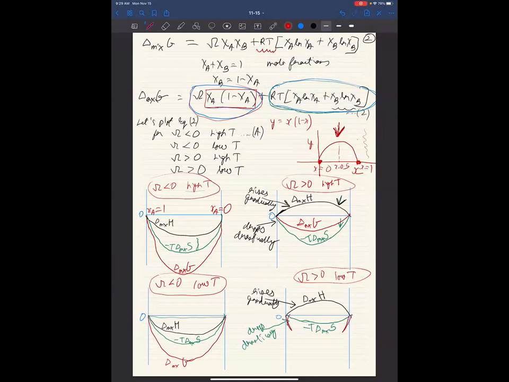But the question is, will it always be negative in this case? No, in the middle, something is happening, right? Delta H mixing is more positive. So it has to rise up, and you will get a complicated behavior here. It's going to look something like this. It will have a bump in the middle.